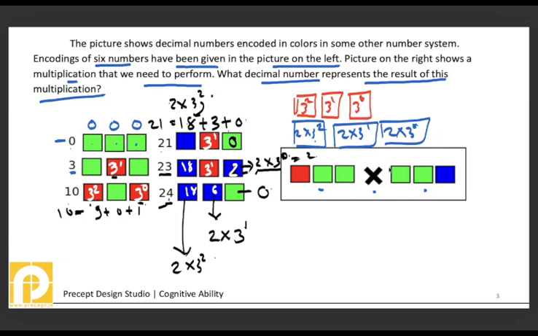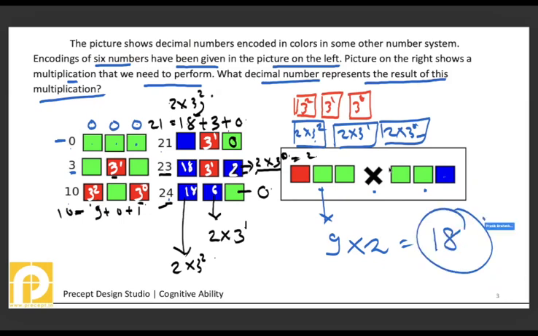So let's look at the system. This is red in the front, so it has to be 9, multiplied by blue at the end. Blue at the end is 2 into 3 raised to 0, which is 2. So 9 into 2 has to equal 18, which is the answer that we are looking for. Okay. We'll move to the next one.